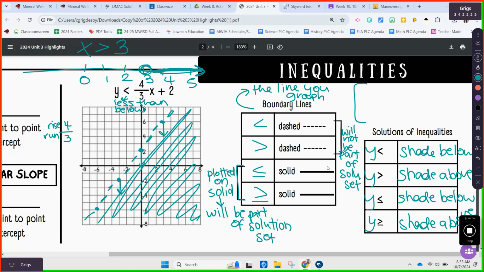So instead of graphing a solution set and shading a solution set on a number line, I'm shading the solution set on a graph. Y is less than, so I shaded below my boundary line. My boundary line was dotted because it's a less than situation.